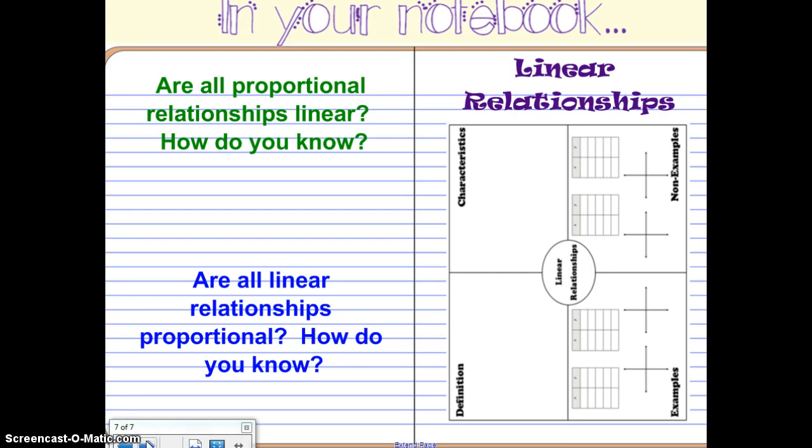So as we reflect back in your notebook, please tape or glue down the information we just copied on your slides and title the page Linear Relationships. On the left-hand side of your page, please write down these 2 questions. The first one being, are all proportional relationships linear, and how do you know? Please take the time before class tomorrow to answer this question. The second question, are all linear relationships proportional, and how do you know?